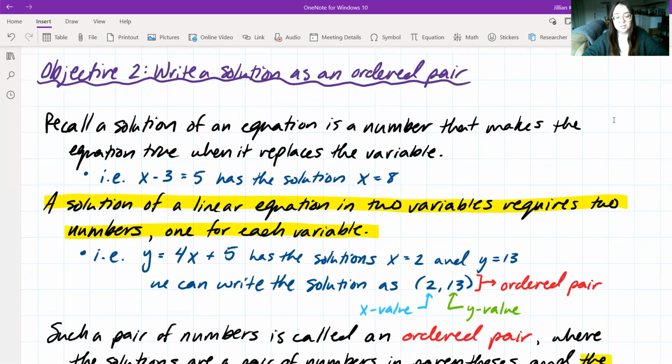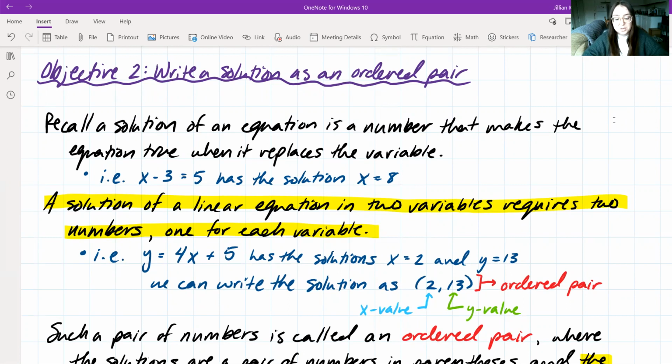So moving on, objective 2. We want to write a solution as an ordered pair. Recall that a solution of an equation is a number that makes the equation true when it replaces the variable. For example, x minus 3 is equal to 5 has a solution x equals 8. When we plug in 8 into this equation, we get 8 minus 3, which is equal to 5. So we have 5 is equal to 5, which is a true statement, meaning that x equals 8 is our solution.